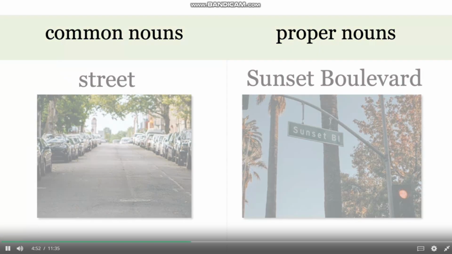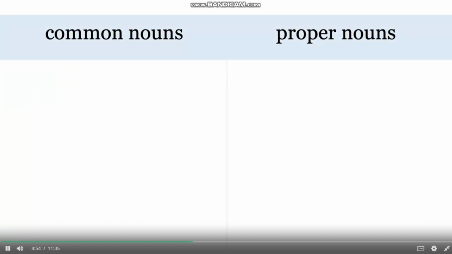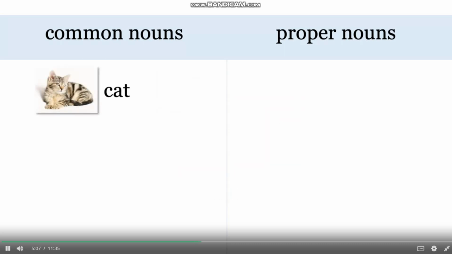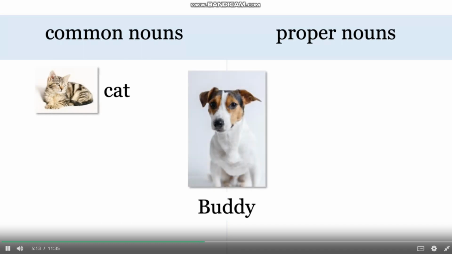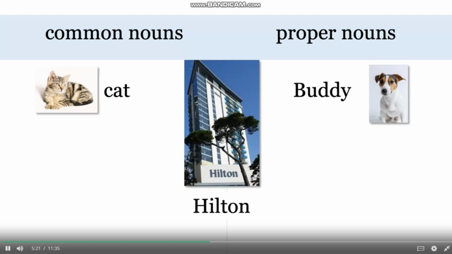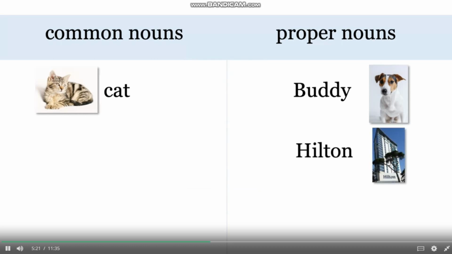Let's practice. You are going to see a word. Think, is it a common noun or a proper noun? Cat. Cat is a common noun. This could be any cat. We don't know the name of the cat. Buddy. Buddy is a proper noun. It's the name of this dog. Hilton. Hilton is a proper noun. Hilton is the name of the building or the hotel chain, so it has that capital letter.